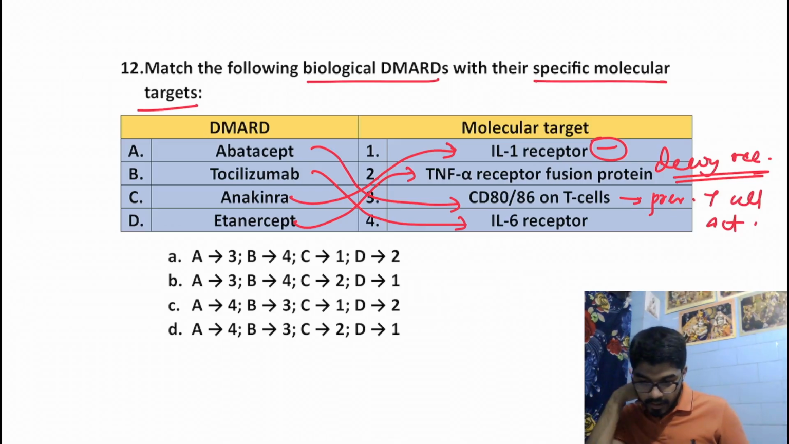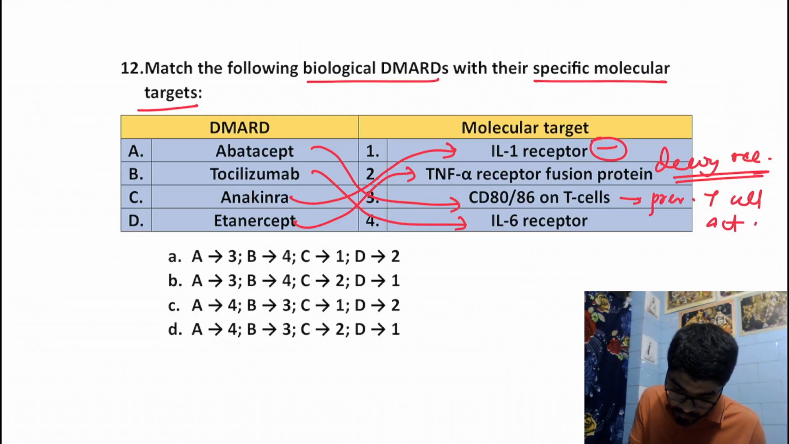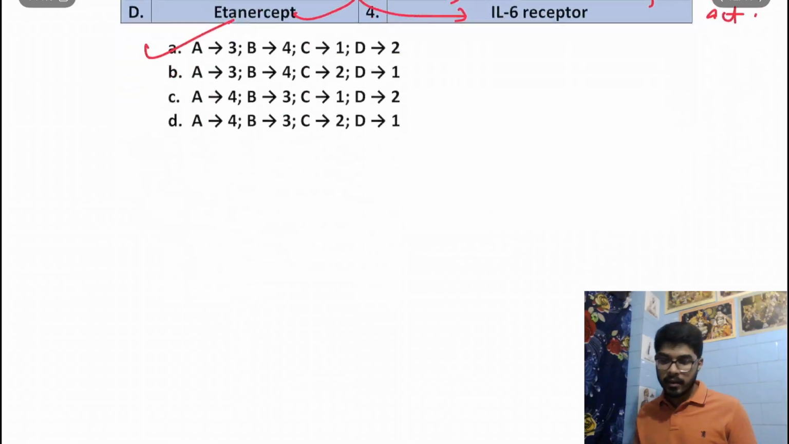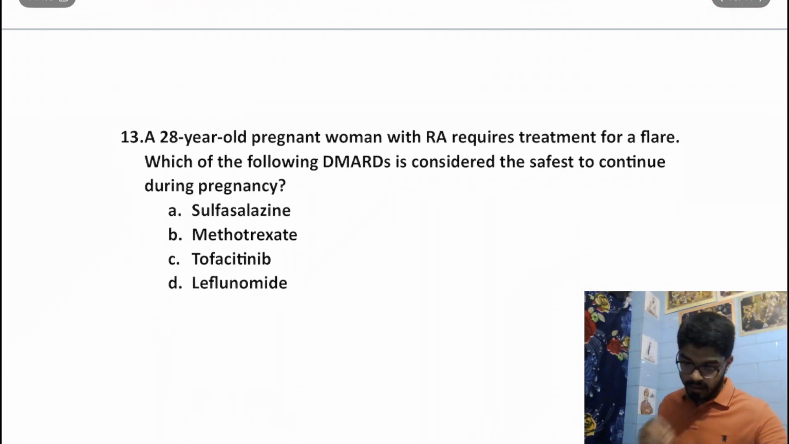Okay. So our answer should be A3, B4, C1, D2. Option A should be our answer. Okay. Remember the targets, right? Remember the targets. These are quite important, these DMARDs. Okay. Moving on to the next question.